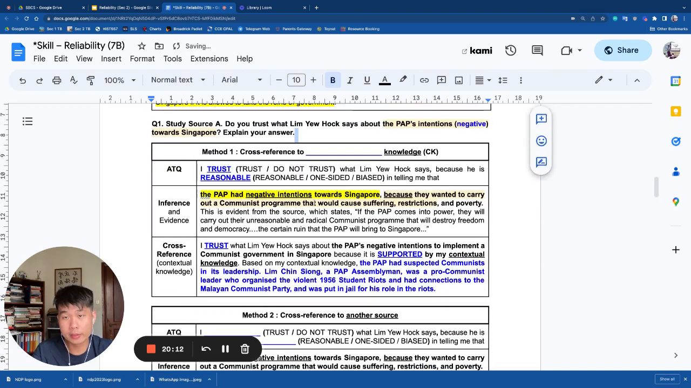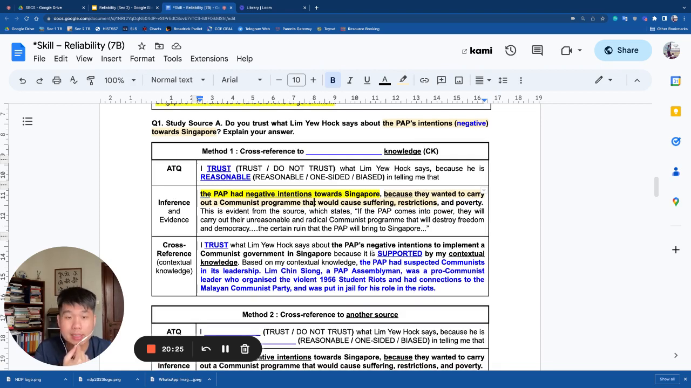And if you were to look at this response, how it works is, I trust what Lim Yew Hock says because he's reasonable in telling me that the PAP had negative intentions. I trust because what he says about negative intentions is supported by my knowledge, and so on and so on. That's how you craft the answer.